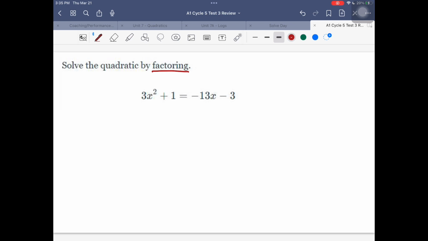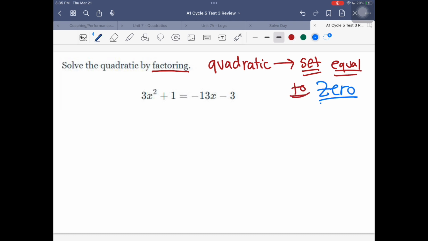The first thing we need to identify here is this is a quadratic, naturally, because that's what this whole unit is. If you have a quadratic, big note: set equal to 0. Okay, you have to set it equal to 0. This right here is not set equal to 0. So that means I need to start moving some things over so it is.